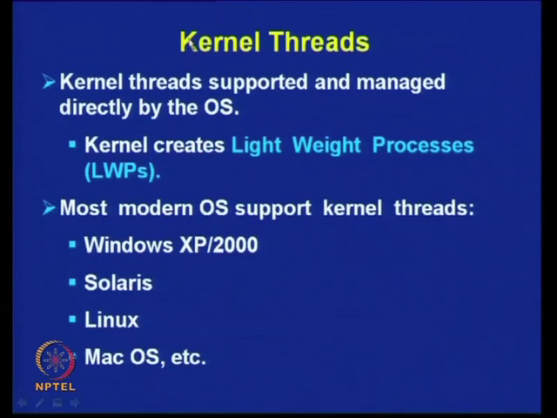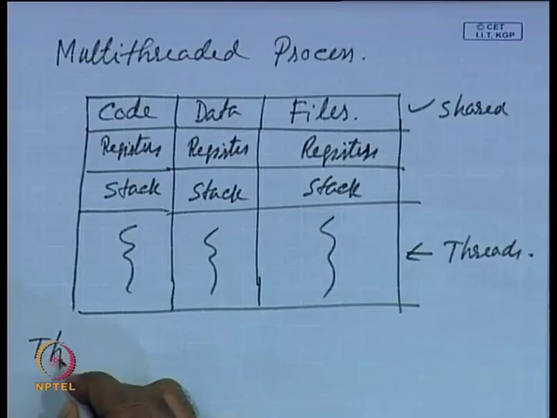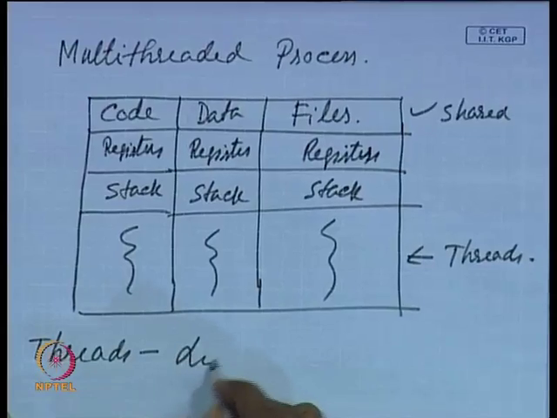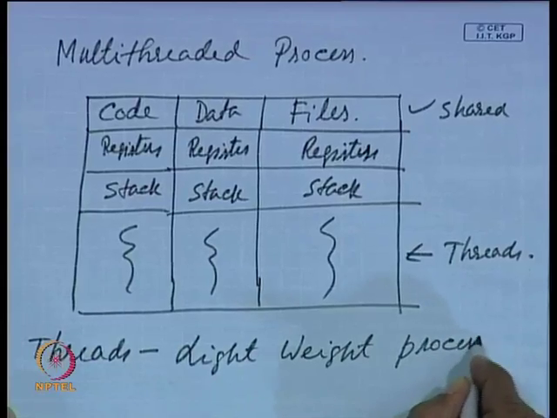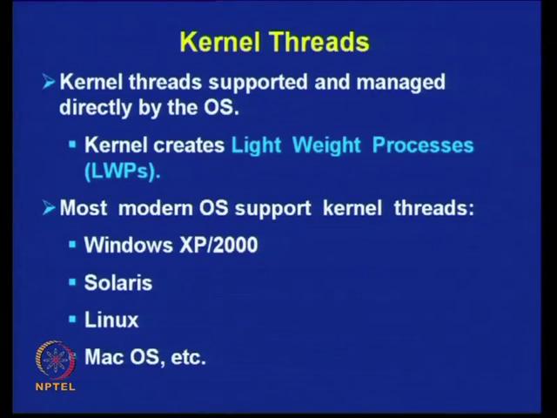On the other hand, kernel threads are supported and managed directly by the operating system. The operating system takes full control of kernel threads, and the kernel creates lightweight processes. So, sometimes we call threads lightweight processes. Modern operating systems support kernel threads, for example, Windows XP, 2000, Solaris, Linux, Mac operating system, etcetera. All these modern operating systems support kernel threads.